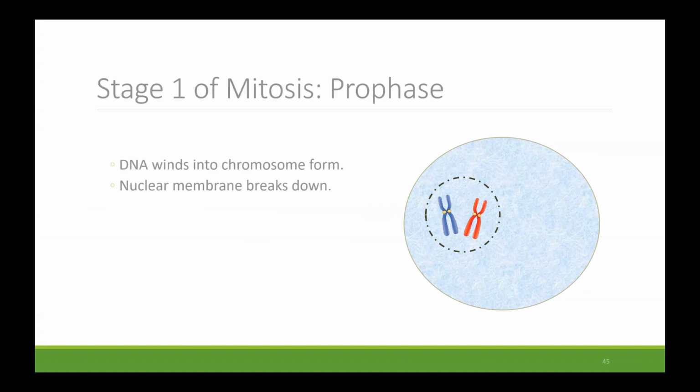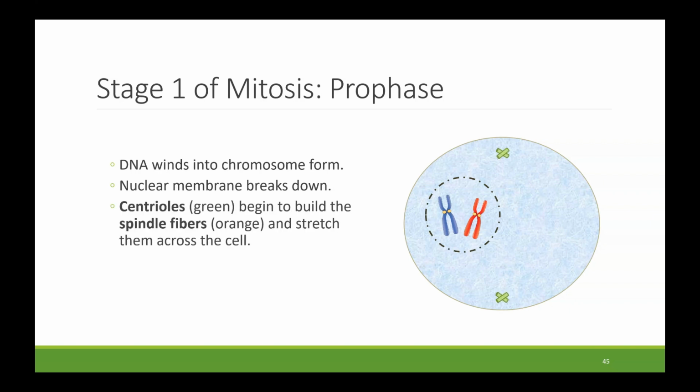Okay, getting back to prophase, because there's still more that happens during this first stage of mitosis. So also during prophase, there are these special structures in the cell called centrioles, which I'm showing here as little green tubes, that construct things called spindle fibers across the length of the cell. And the spindle fibers are shown in orange, and these spindle fibers are going to be responsible for separating out the 2 DNA duplicates.